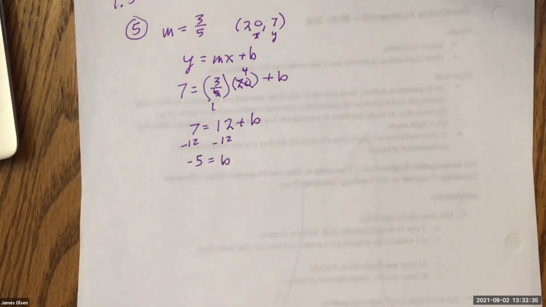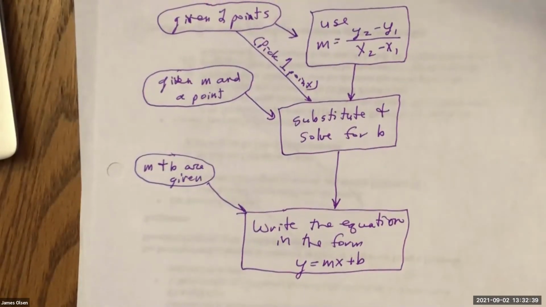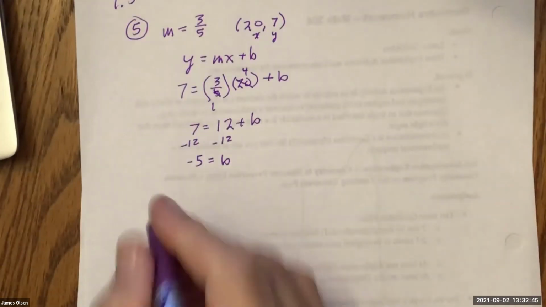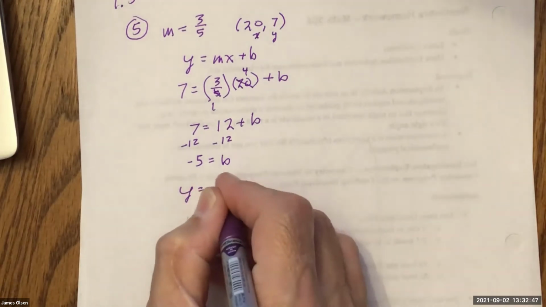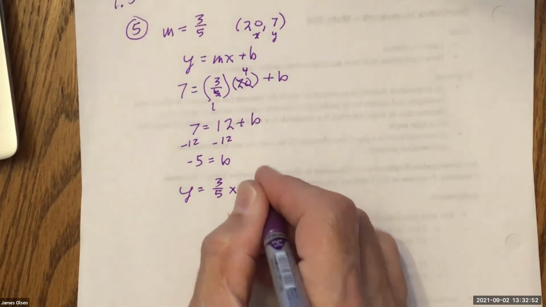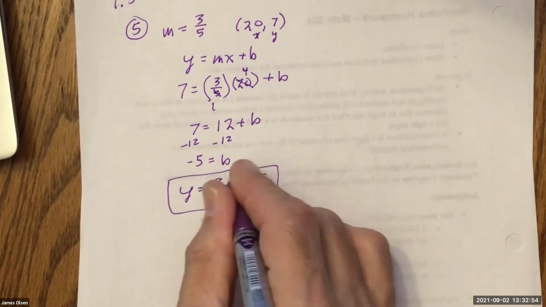So let's see where we're at on the flow chart. I have found b. Now I'm ready to write the equation in the form y equals mx plus b. So we have y equals 3/5 x minus 5. Put a box around your answer.